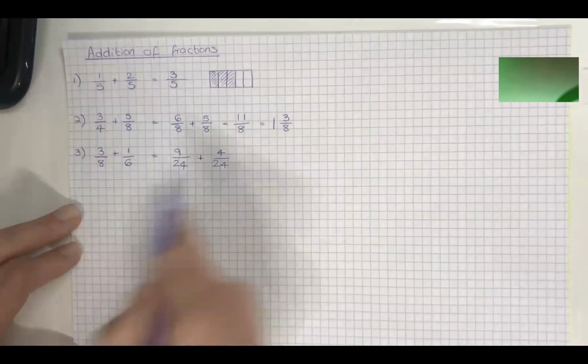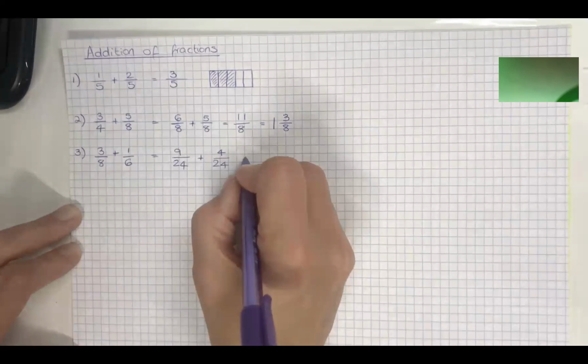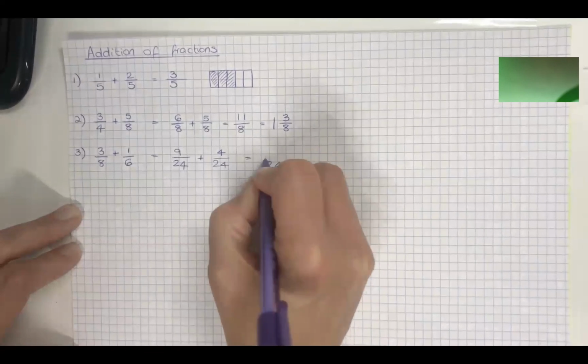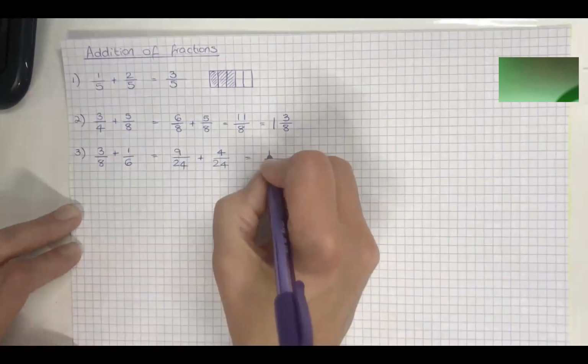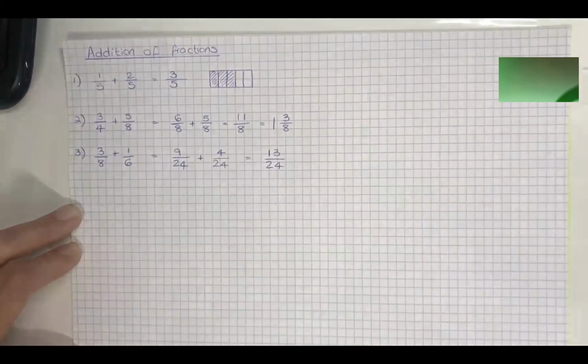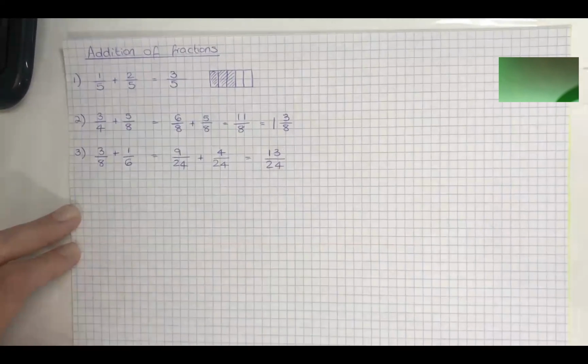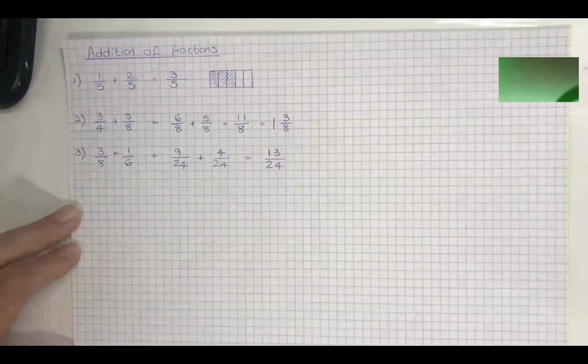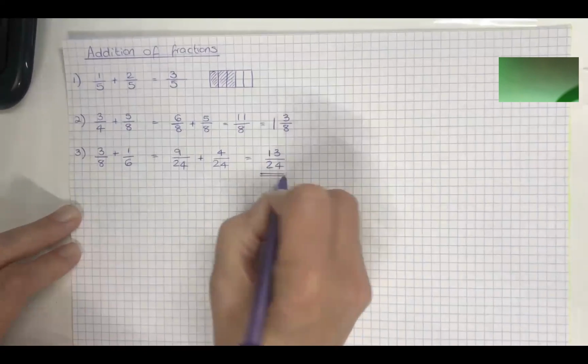Now my denominator is the same. I leave my denominator as 24. I add my numerators. I have 13 over 24, sorry, and I cannot simplify that. So that is my final answer.